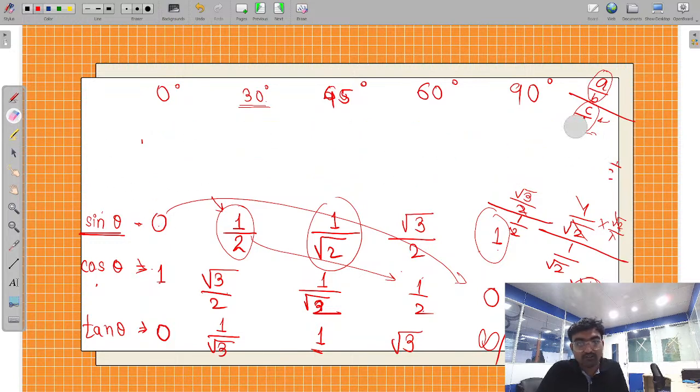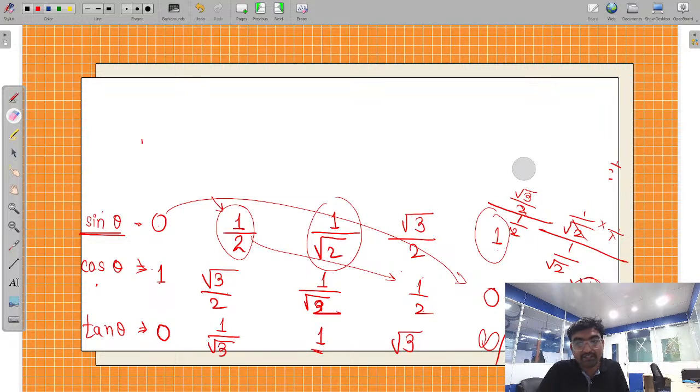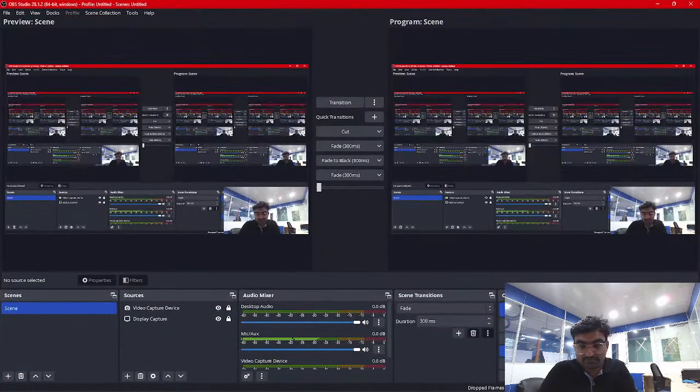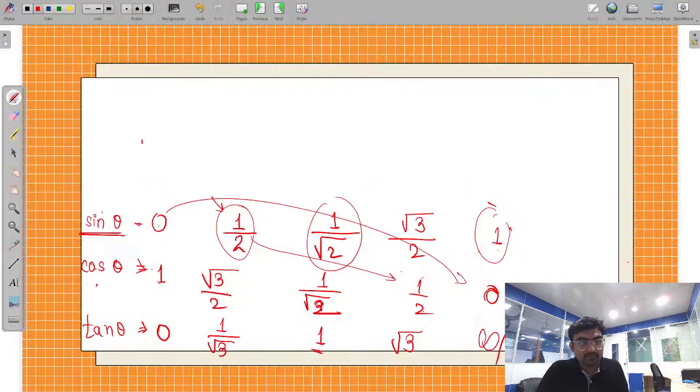Fine. So now we have to do the remaining ratios, right? Oh, sorry, I erased it. Okay, just a second. Okay, yeah. So now the next thing is cot theta, right? What is the next ratio after tan? It's going to be cot theta, correct? I'll just write here for 0 degree, 30 degree, 45 degree, 60 degrees and 90 degrees, correct?